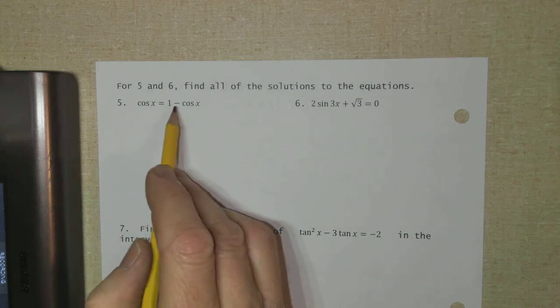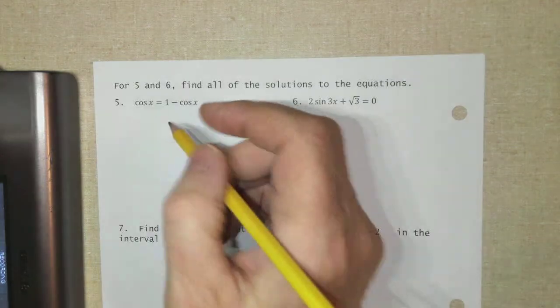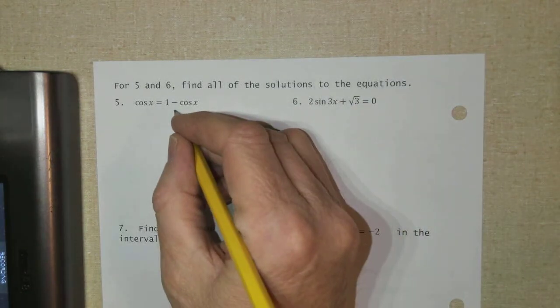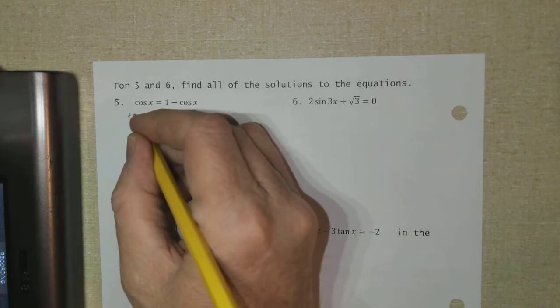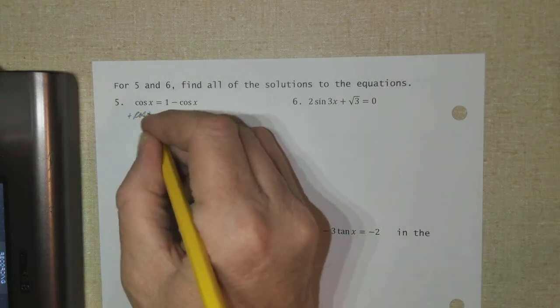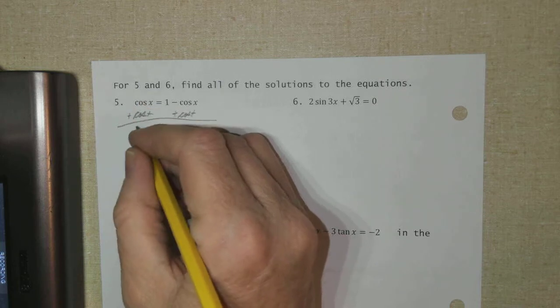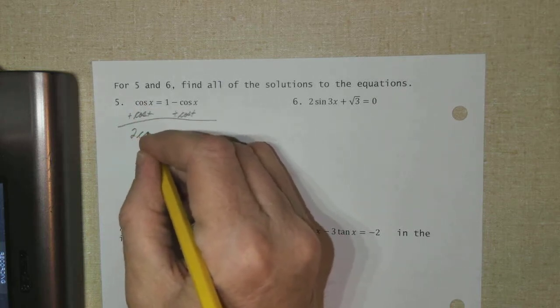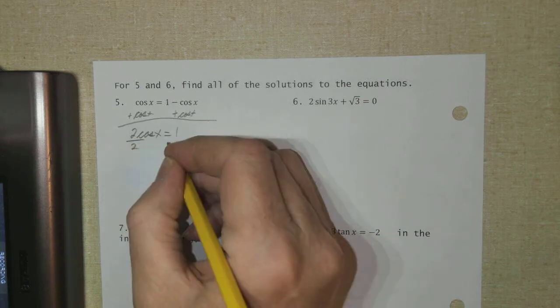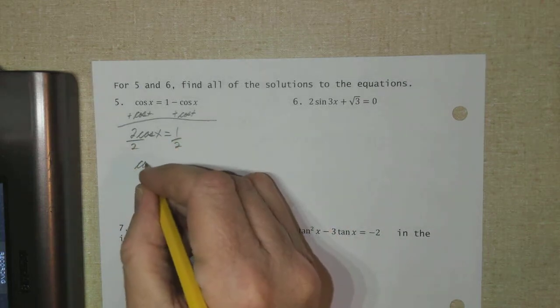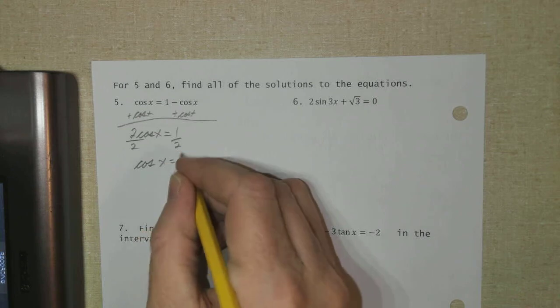Okay, cosine of x equals 1 minus cosine of x. And I'm going to solve for x, but the first thing I want to do is get the trig functions all together. 1 and 1, that's 2 cosine x equals 1. I'll divide by 2. And cosine of x is equal to 1/2.